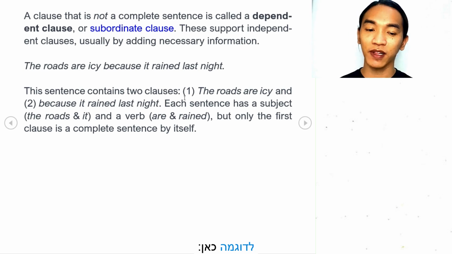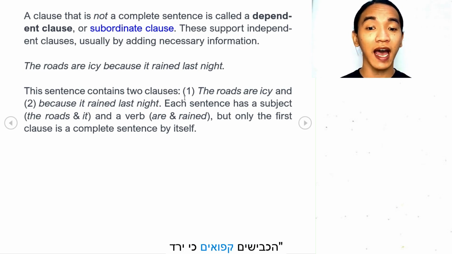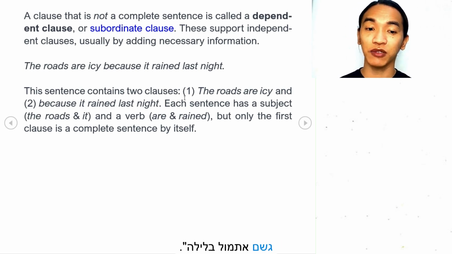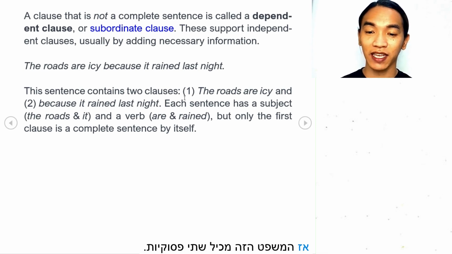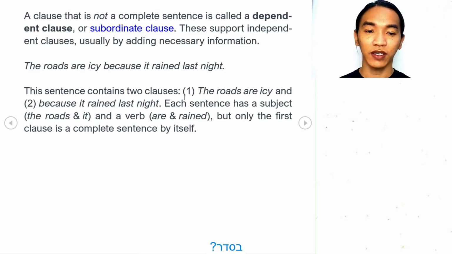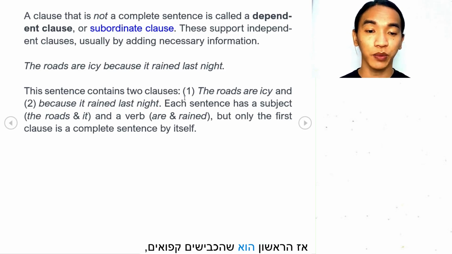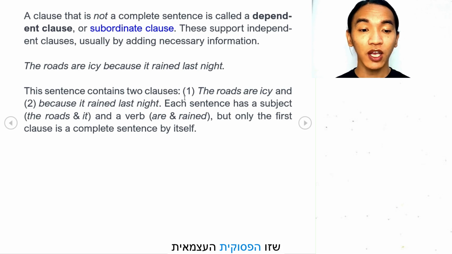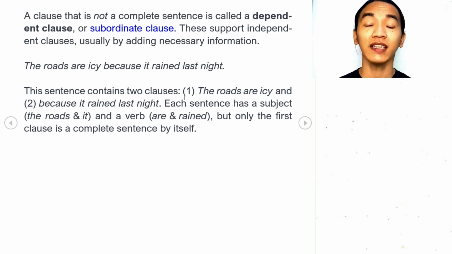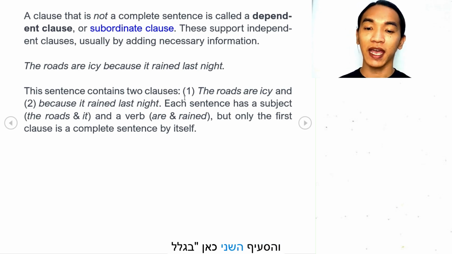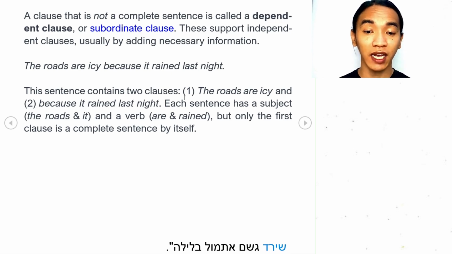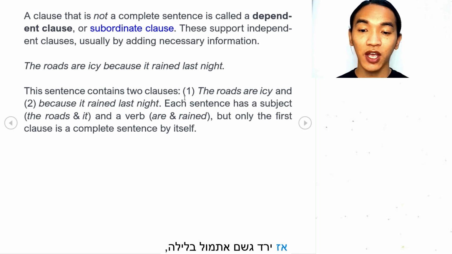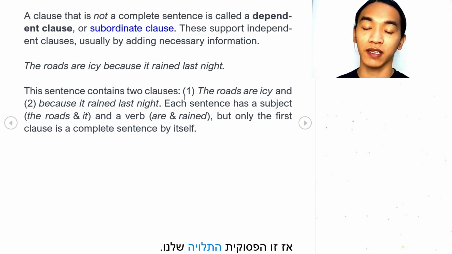Okay, example here, the roads are icy because it rained last night. So this sentence contains two clauses. Okay, so the first one is the roads are icy, okay, which is your independent clause. And the second clause here is because it rained last night. So it rained last night then is your dependent clause.